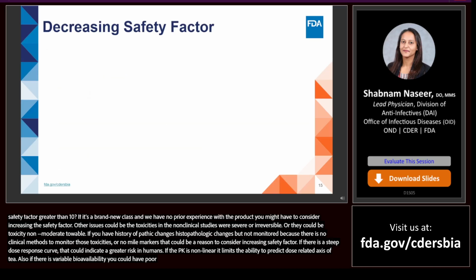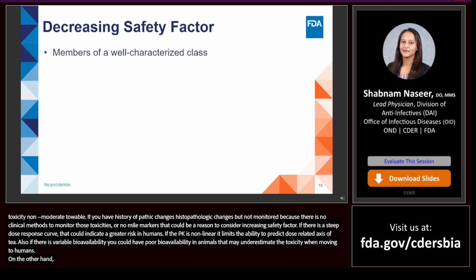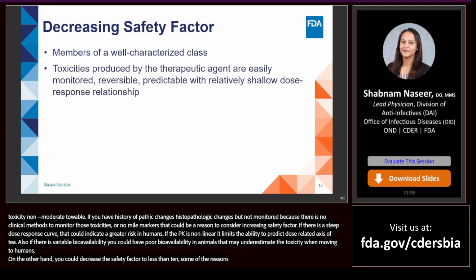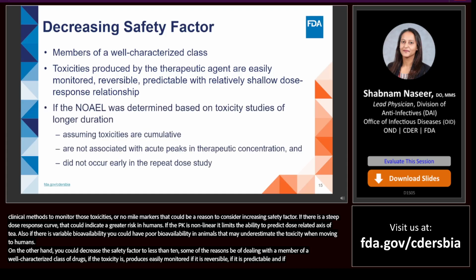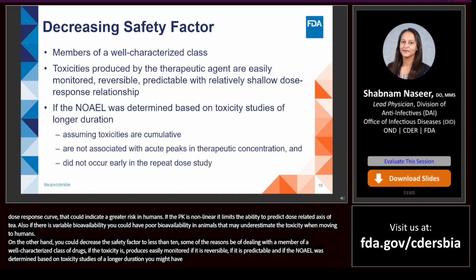On the other hand, you could decrease the safety factor to less than 10, and some of the reasons would be if you're dealing with a member of a well-characterized class of drugs, if the toxicity that's produced is easily monitored, if it's reversible, if it's predictable, and also if the NOEL was determined based on toxicity studies of a longer duration, you might have a little bit more reassurance in reducing the safety factor.